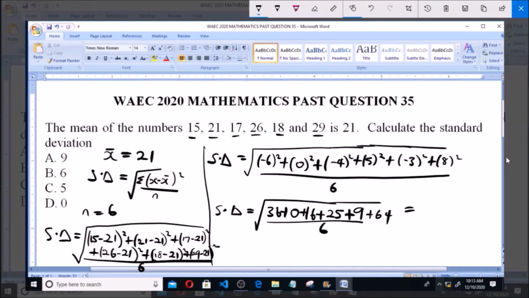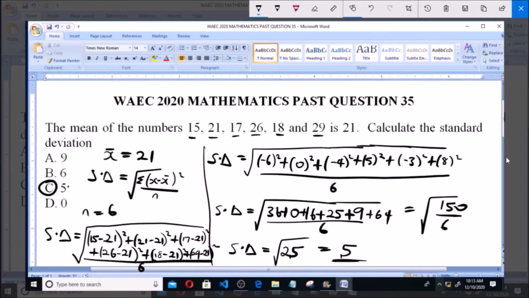Now this is equal to the square root of 150 all over 6. So therefore the standard deviation is equal to the square root of 150 divided by 6, which will give us 25, and the square root of 25 is equal to 5. So the standard deviation of this given data is 5, which is option C.